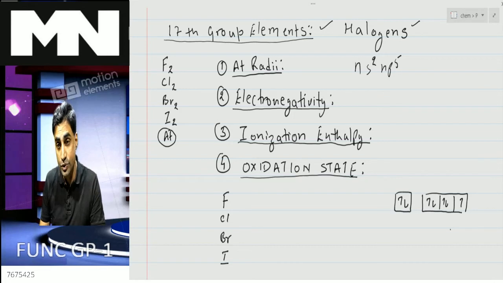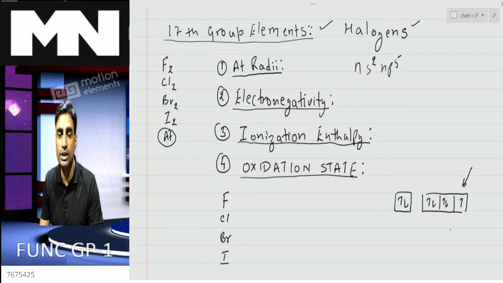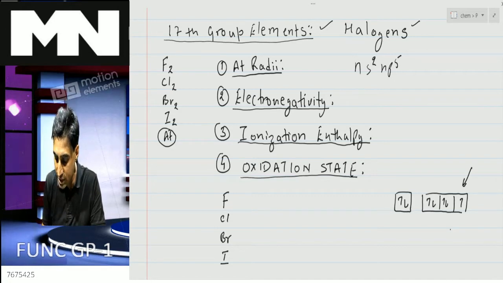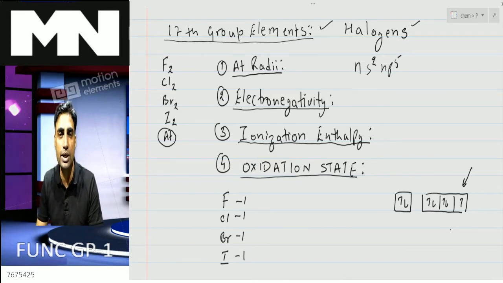Now, what happens? They have a tendency of prominently withdrawing an electron from any element and getting stable. Since they are the most electronegative elements in their respective periods, they have a common tendency of exhibiting -1 oxidation state. We know one thing, that fluorine is the most electronegative element of the periodic table. So fluorine can exhibit only one oxidation state, that is -1.